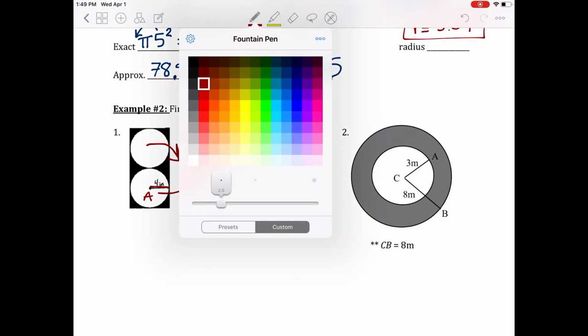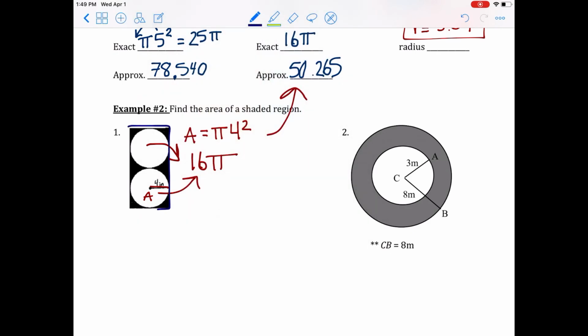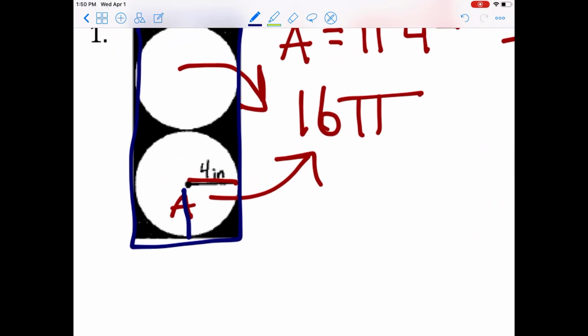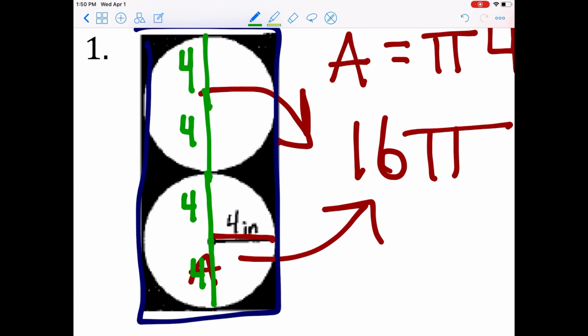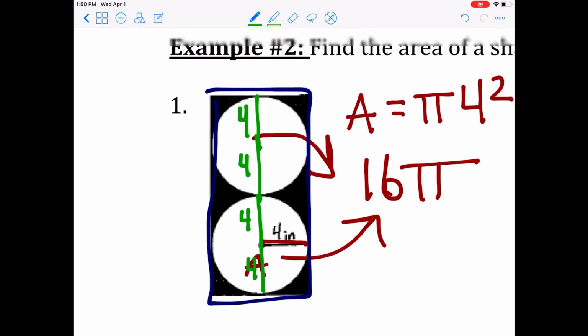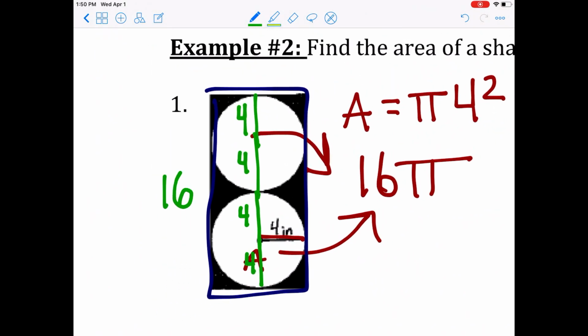Now we have to find the area of the entire rectangle. So if the radius is 4, let's zoom in, let's get this very clear. If the radius is 4, that means this is 4, this is 4, this is 4, and this is 4. So if we add all of those together, we know the height of this rectangle is 16.